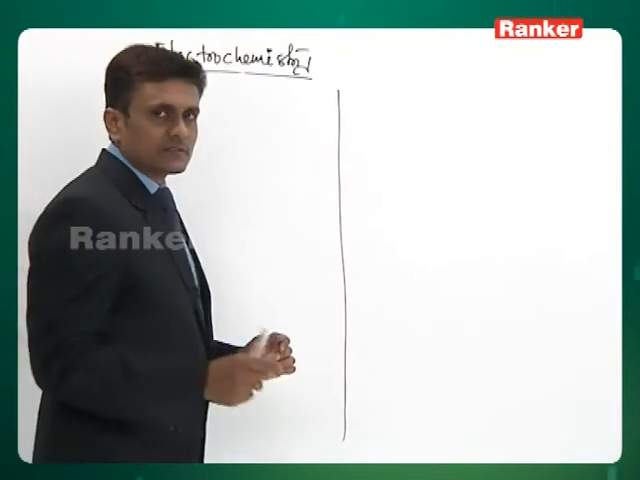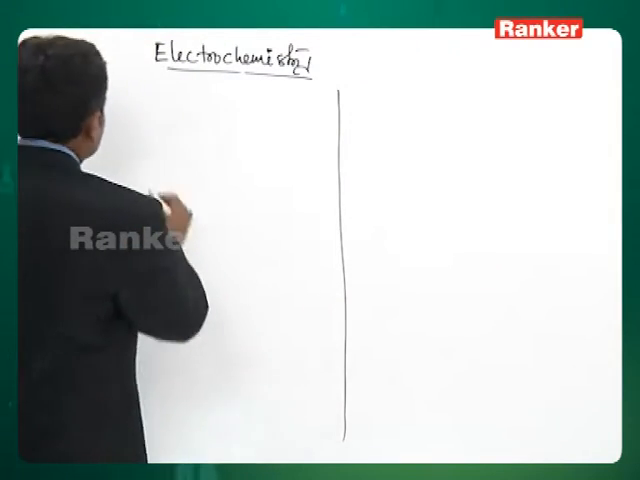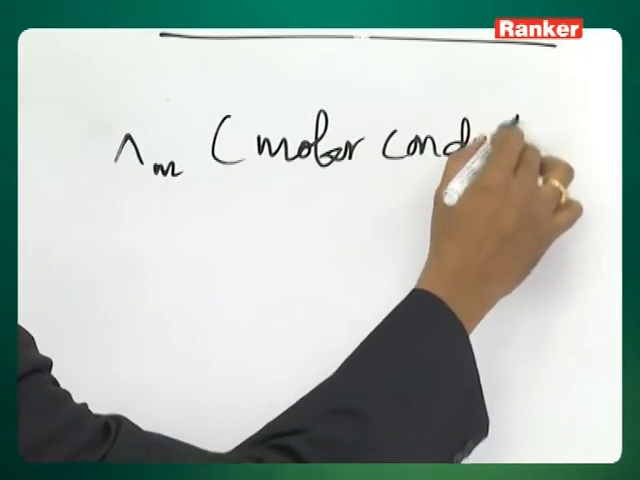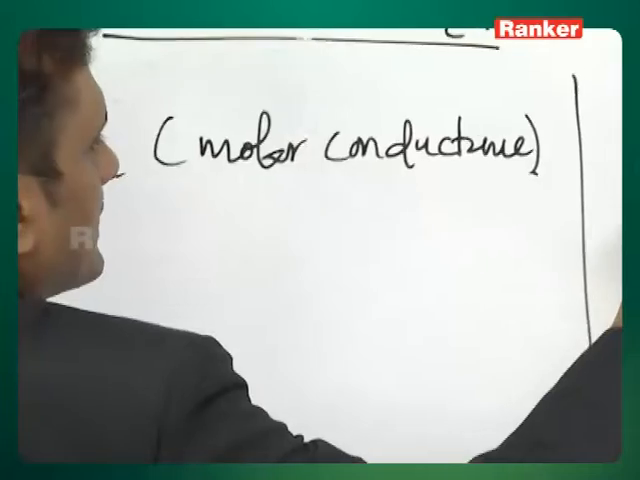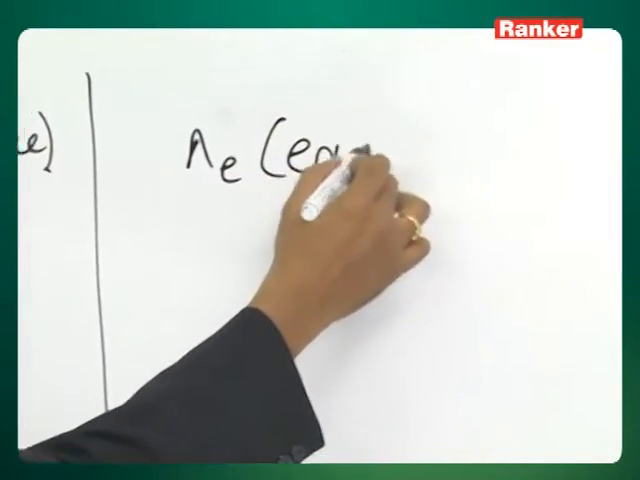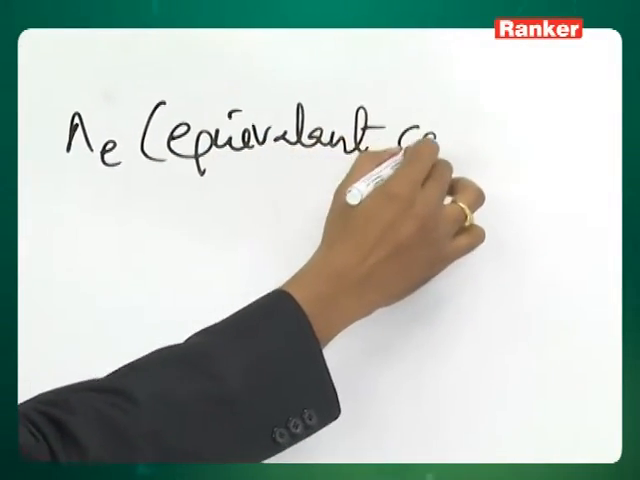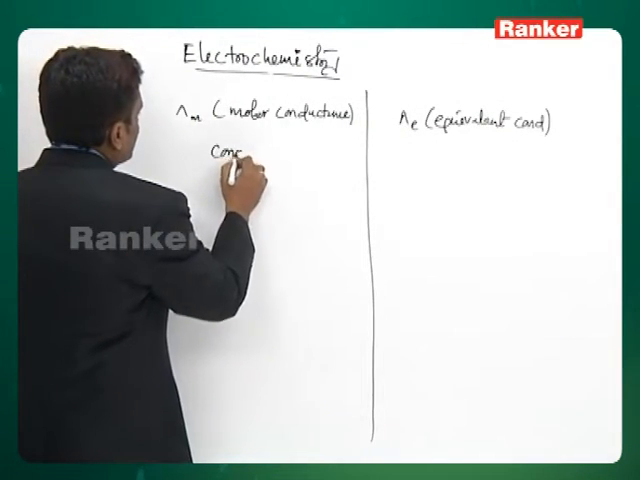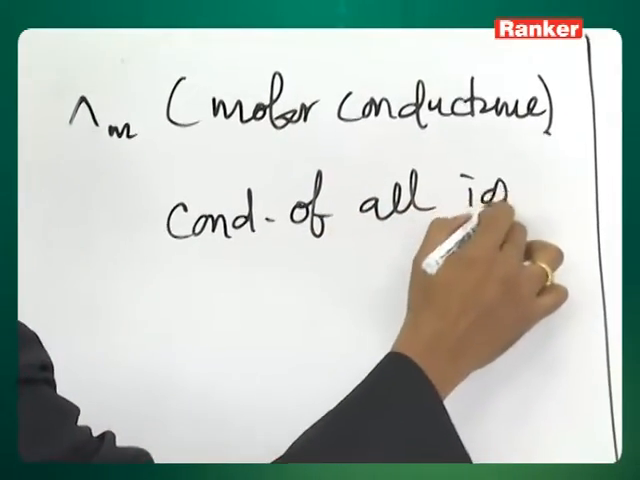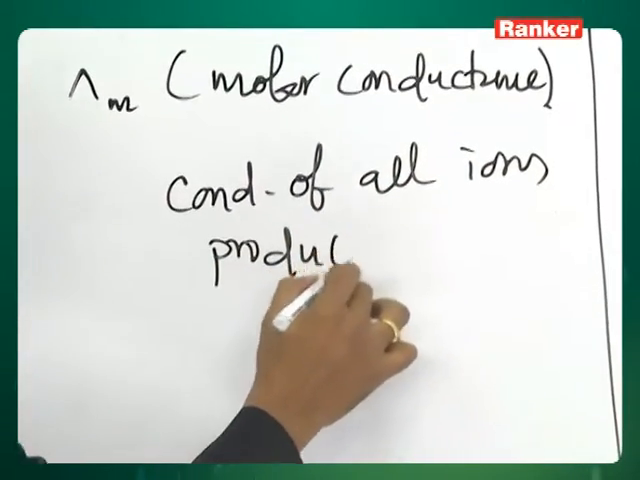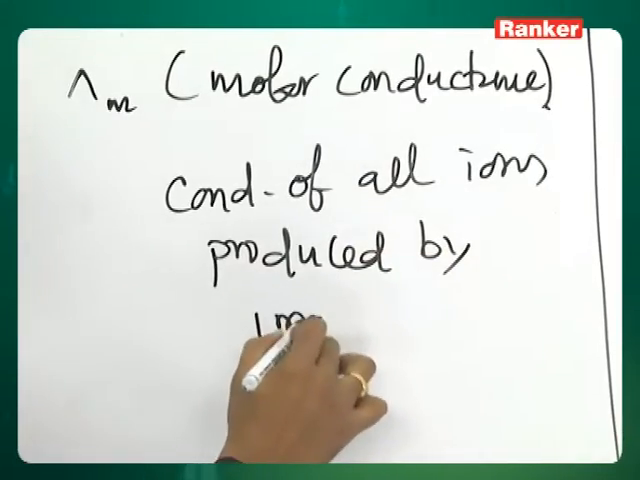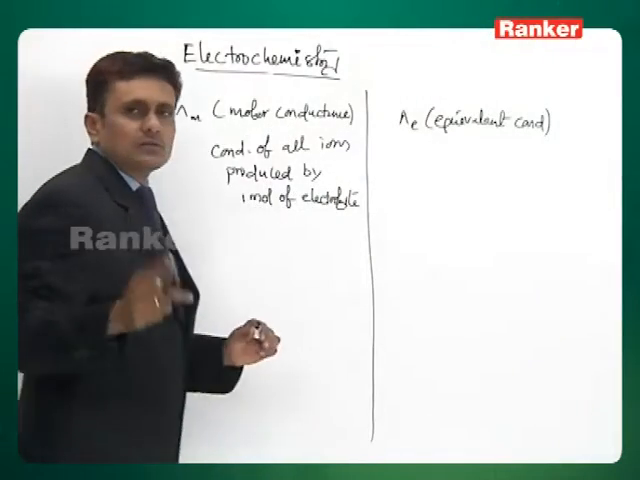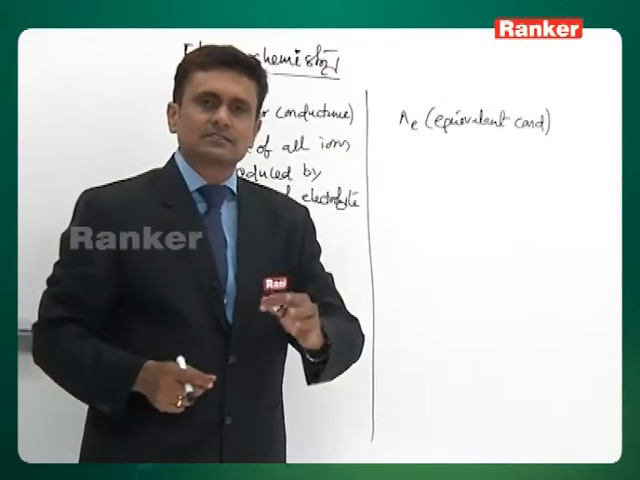Now there is no huge difference between these two terms. One is represented by lambda m, which I call molar conductance. The other one is lambda E, that is equivalent or equivalence conductance. The molar conductance is the conductance of all ions produced by 1 mole of electrolyte. You take 1 mole of the electrolyte and you measure its conductance, it is called molar.